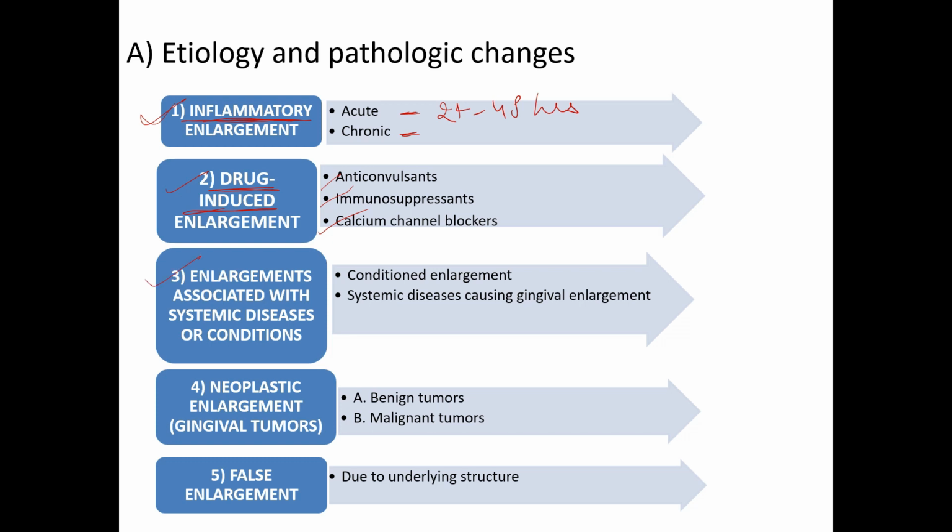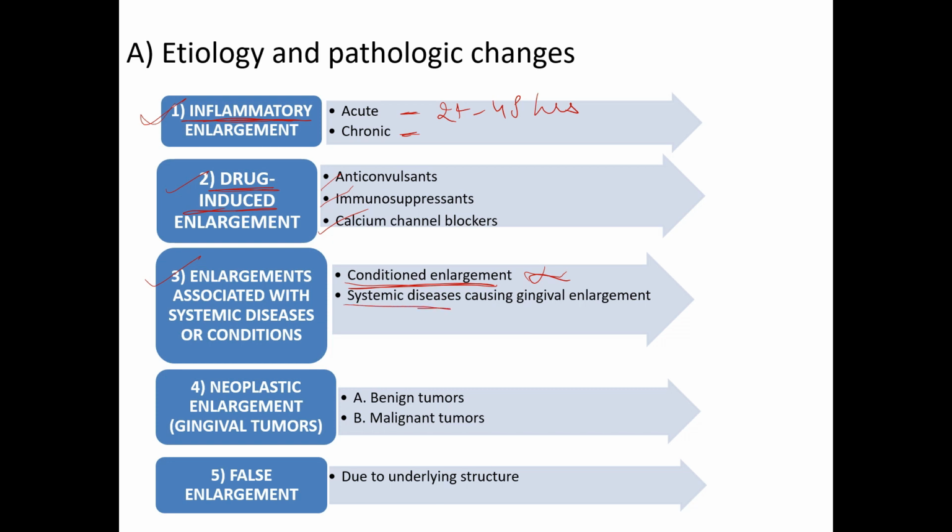Now enlargement associated with systemic diseases or conditions. First is conditioned enlargement. This enlargement occurs in presence of certain conditions. That's why it is known as conditioned enlargement. Usually those conditions are pregnancy, puberty, vitamin C deficiencies, etc. Now actually these conditions do not directly cause the gingival enlargement. In fact, they modify the response of the gingiva towards the local factors or towards the plaque and inflammation. That results in the enlargement of gingiva, and such enlargement is known as conditioned enlargement.